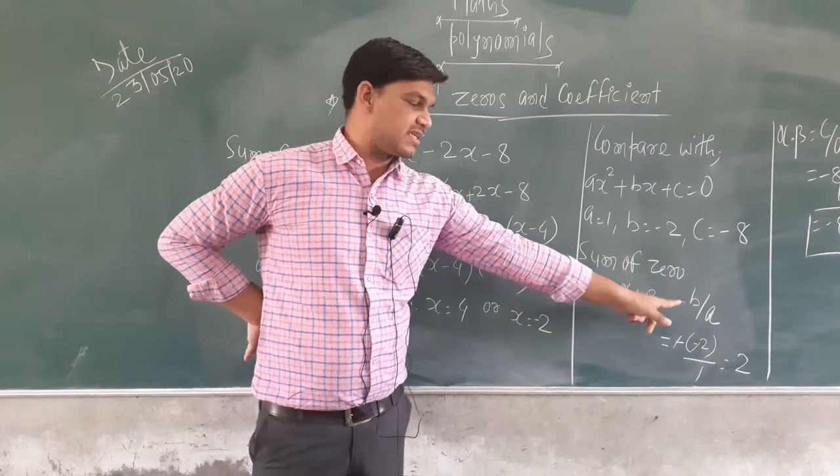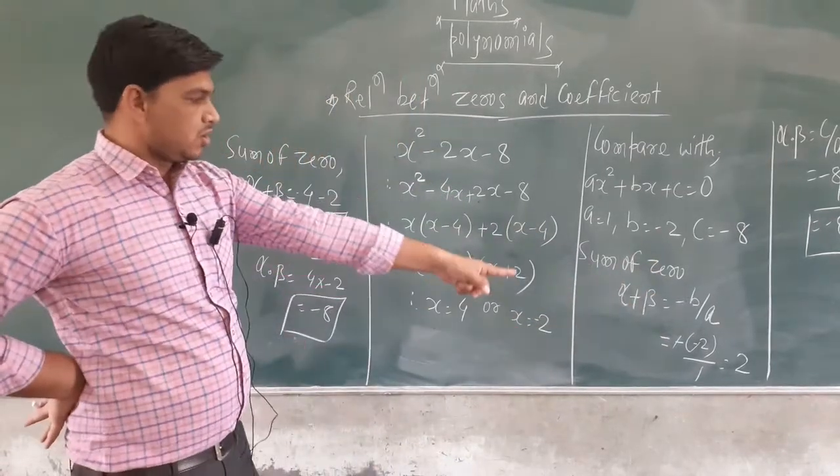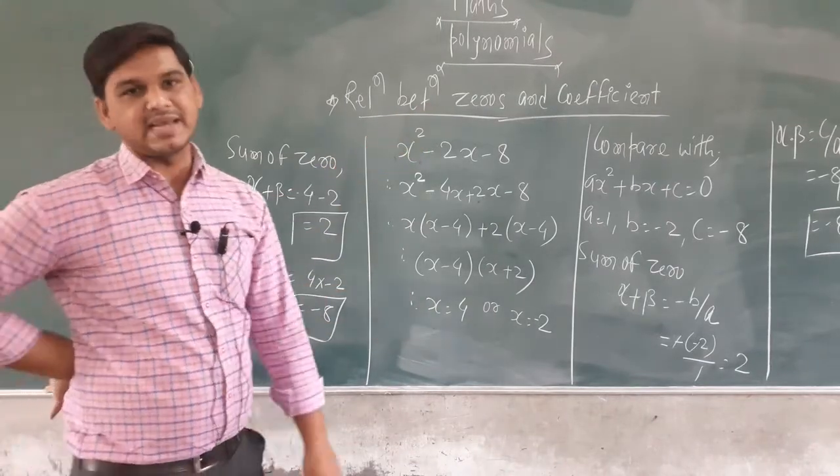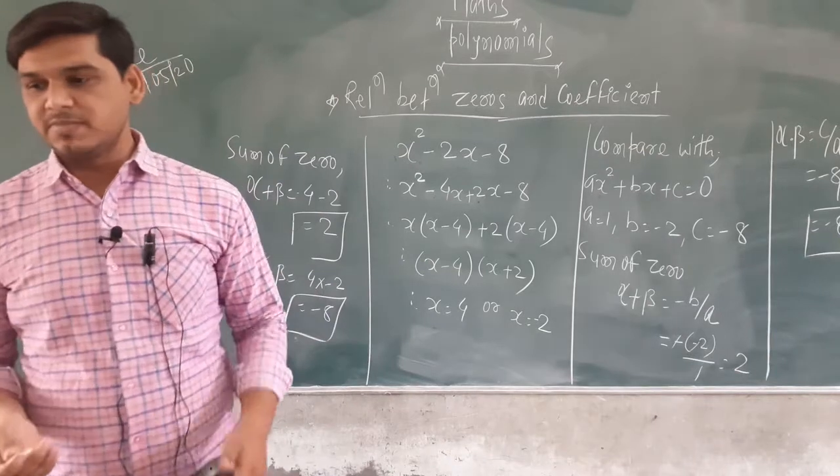We get alpha plus beta, that is minus b by a, that is 2, and alpha into beta is what? c by a, that is minus 8. So generally we check the relationship between zeros and coefficients.